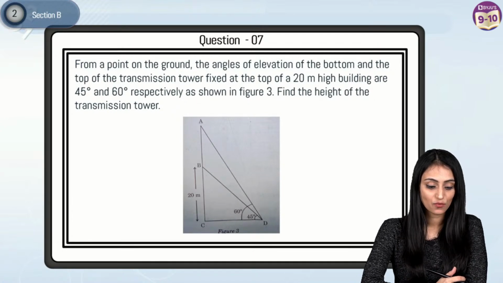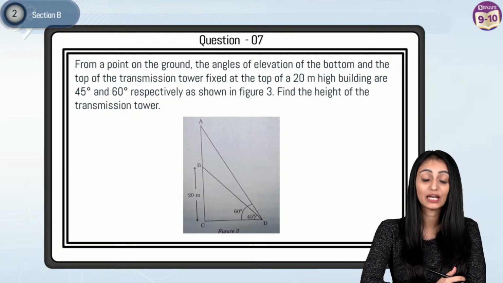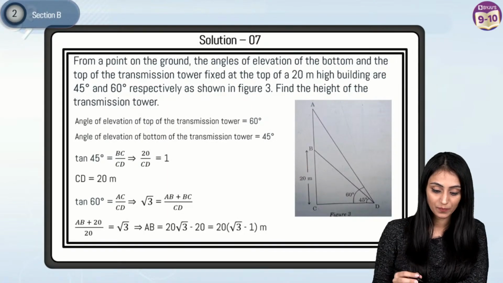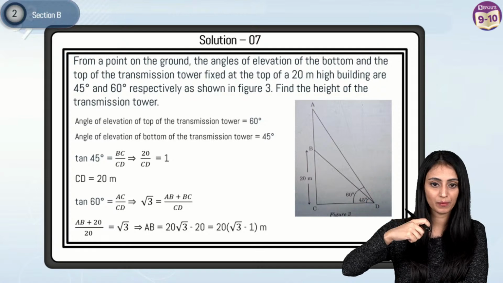All right. So from a point on the ground, the angles of elevation of the bottom and the top of the transmission tower fixed at the top of a 20-meter high building are 45 degrees and 60 degrees respectively, as shown in the figure. Find the height of the transmission tower, right? So here the figure is there. I hope that all of you have drawn the figure in the paper using a pencil and a ruler.